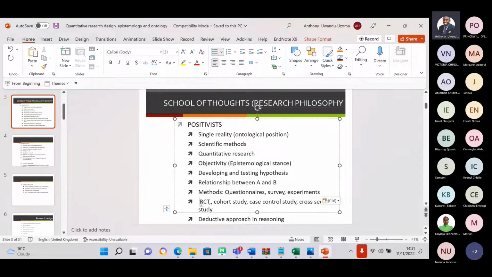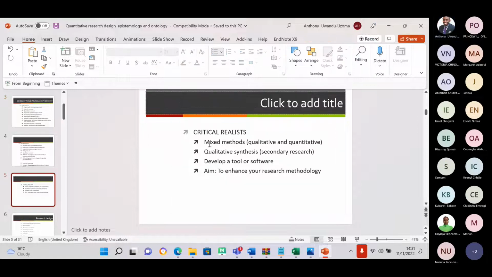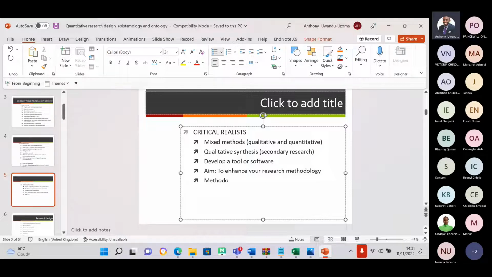Now the methodology that you can use in positivist philosophy includes case control study, cohort study, randomized control trial, cross-sectional study. Okay. While in here, what is your methodology? Your methodology here is more of a systematic review. The domain of reviews is normally here. Okay.